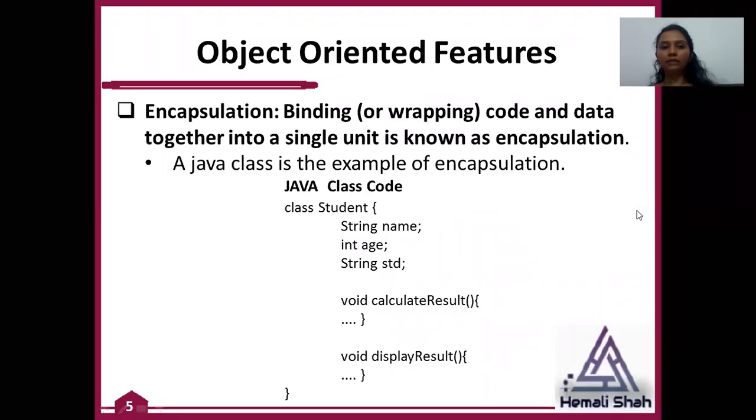The next feature of object-oriented language is encapsulation. Encapsulation means wrapping or binding code and data together into a single unit. Code means you can call it a function. You bind your data and function together inside a single entity, and this is called encapsulation.